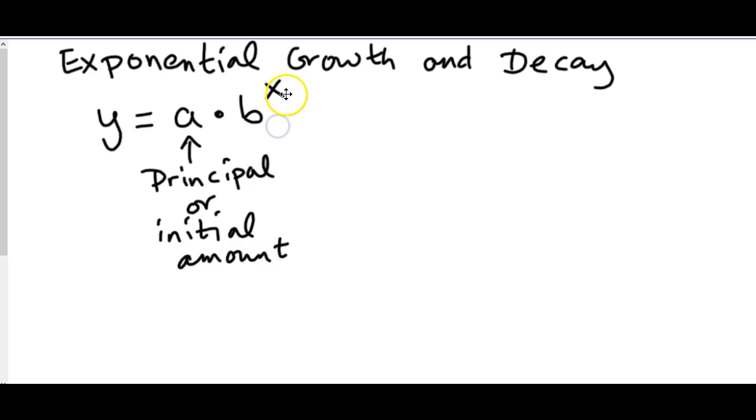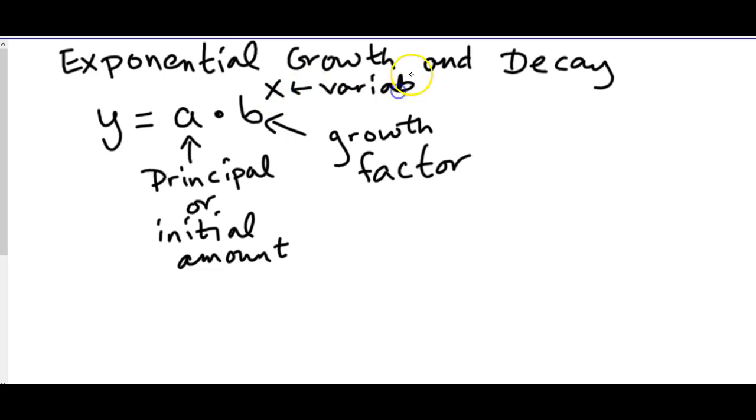B will always represent the growth factor. This may be the exponential growth or the exponential decay factor. It can be both growth or the decay factor. And that growth factor does not include the x. The x is the variable. So these are often used for interest problems.